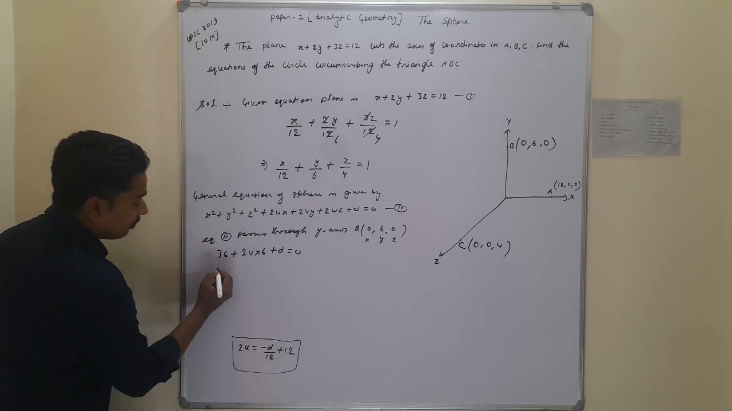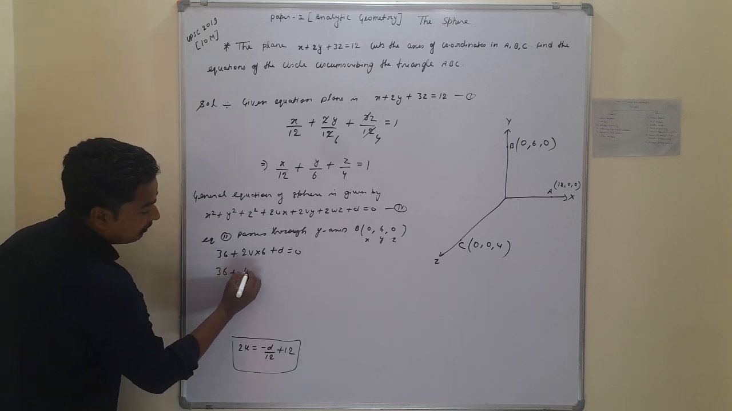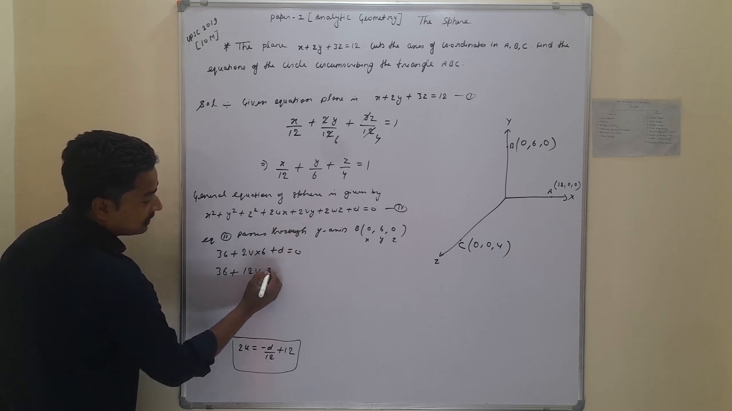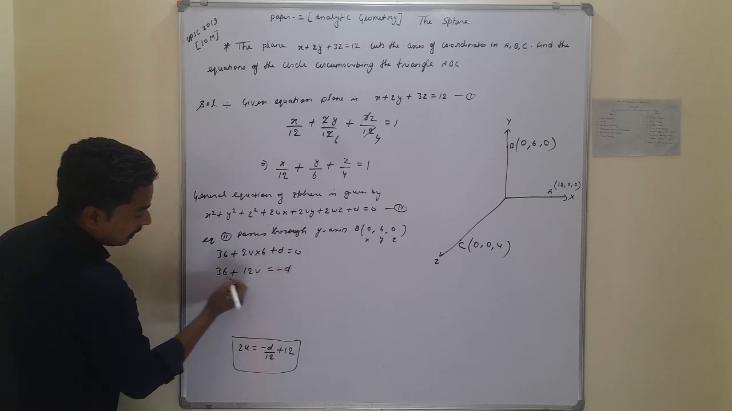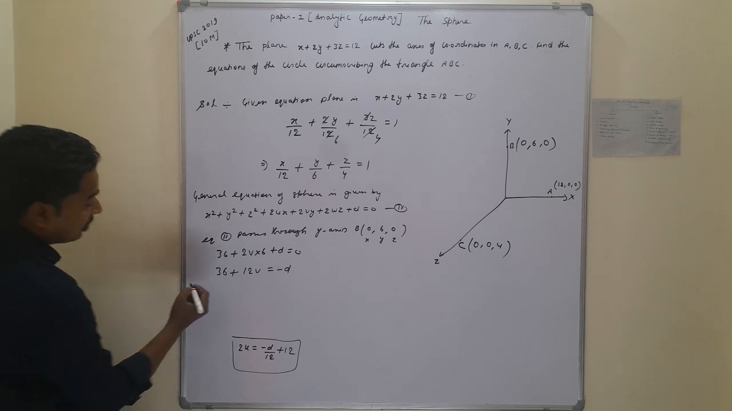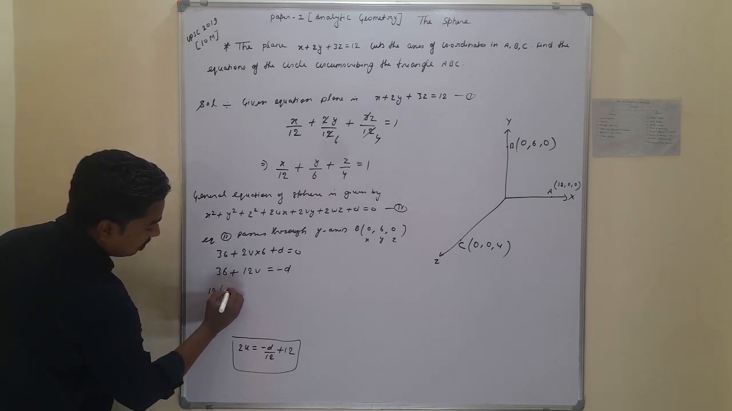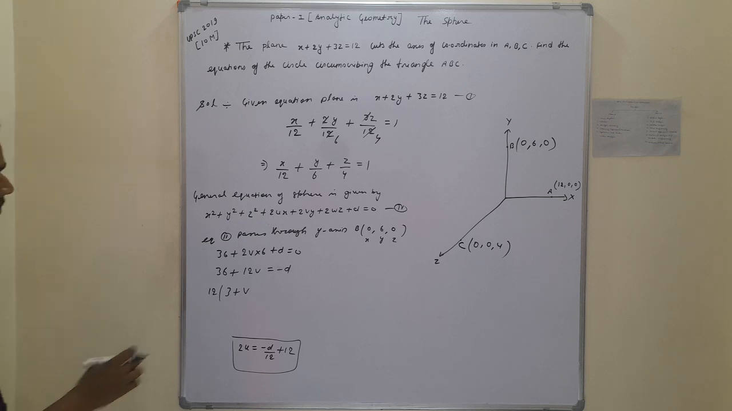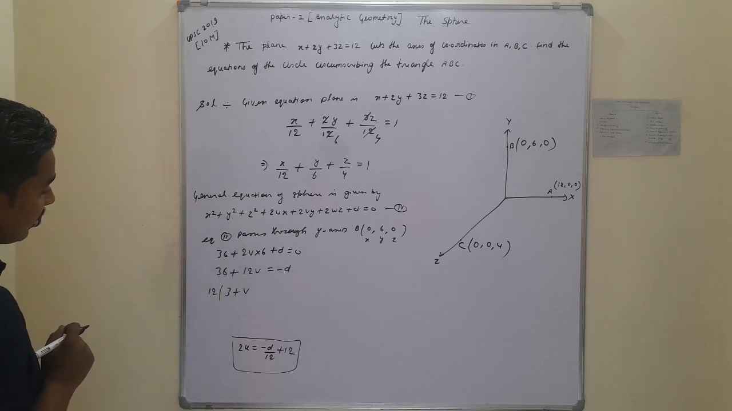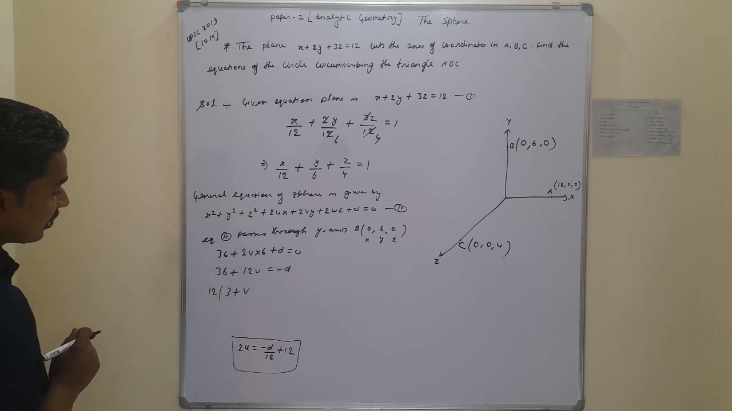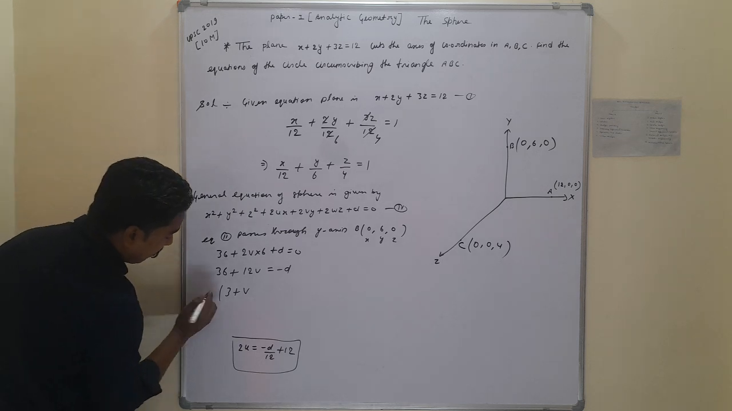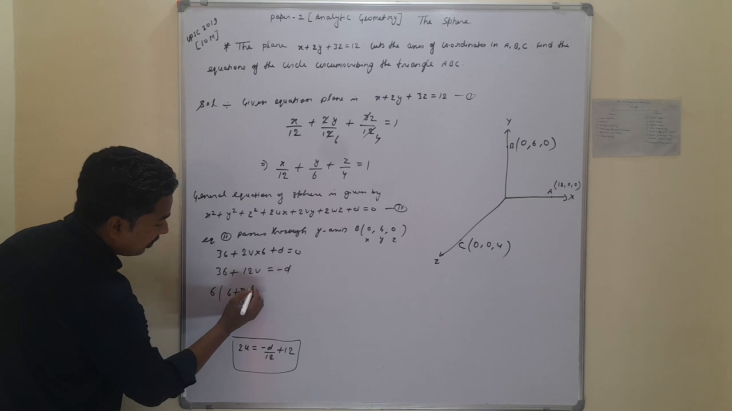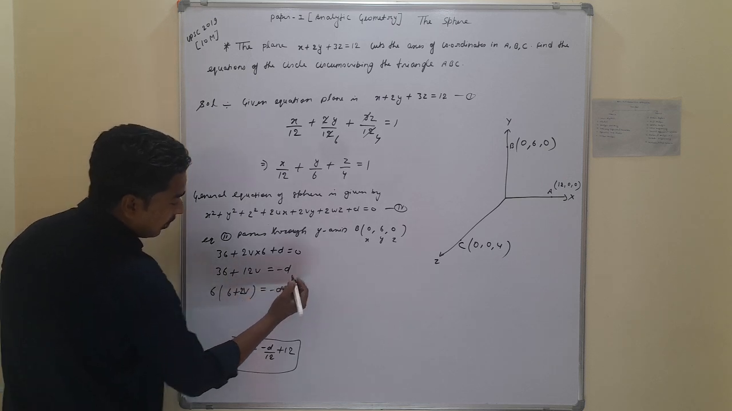From here we can also find this: 36 plus 12v plus d, taking d to the right-hand side, we get minus d. Taking 12 common from the left-hand side, we get 12 times (3 plus v). Once again, 6 twos are 12, so taking 6 common, we get 6 plus 2v is equal to minus d.